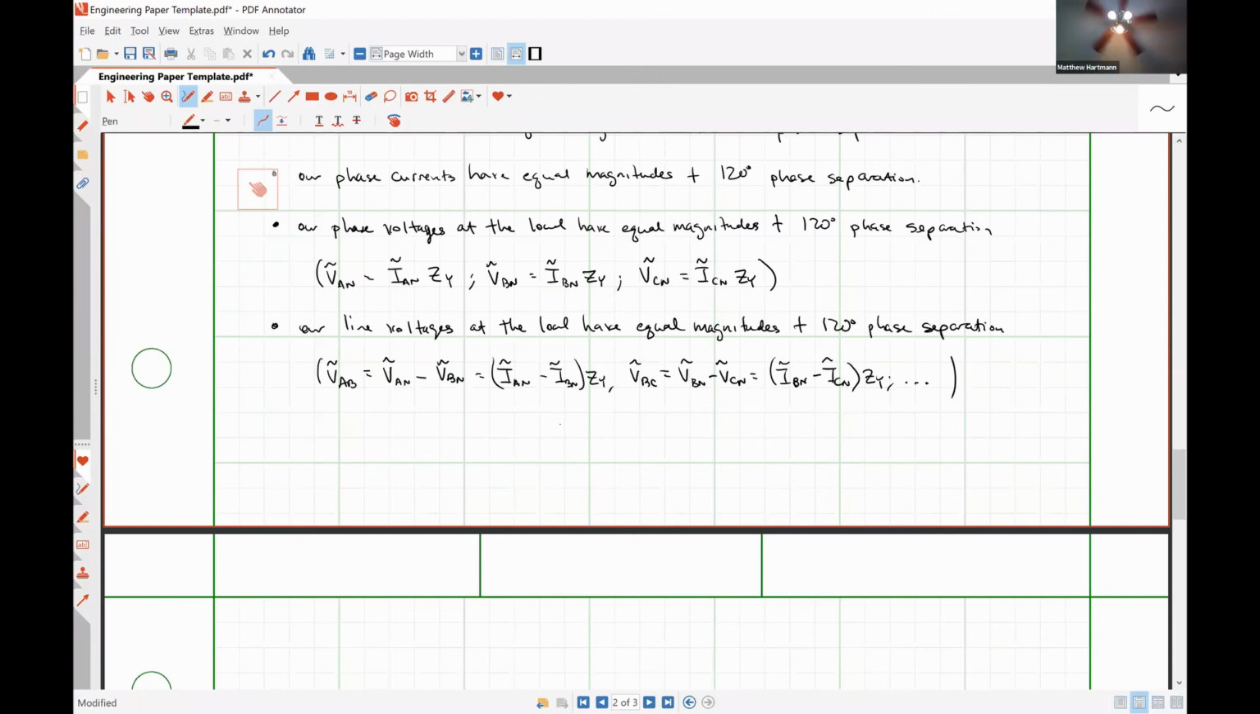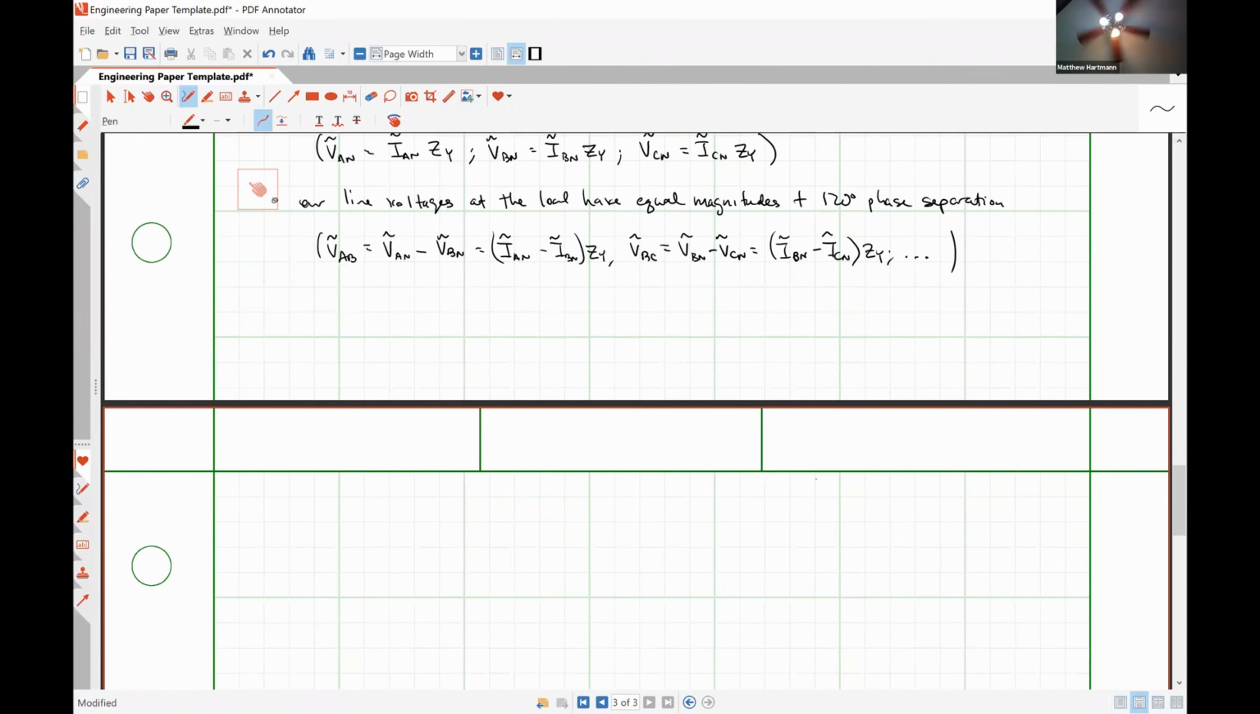So if we use all of these results, we can develop a simplified model for a balanced three-phase YY circuit, which will make our analysis much, much easier. And so this is bringing us to our last topic of the day, the single-phase equivalent circuit.